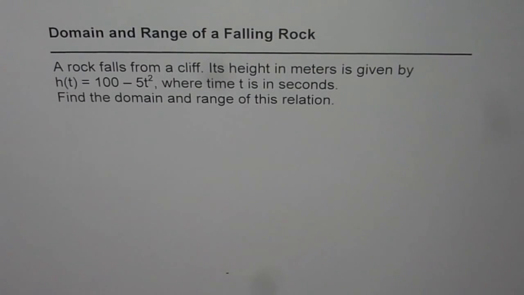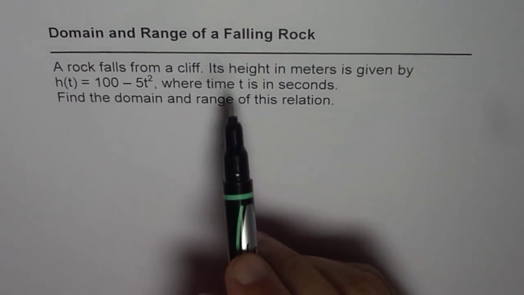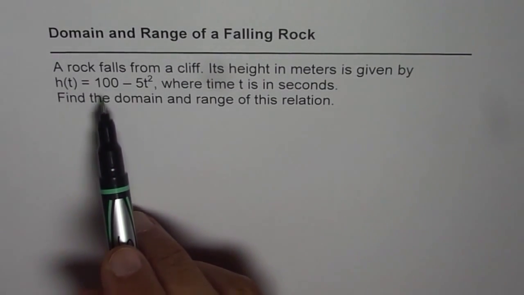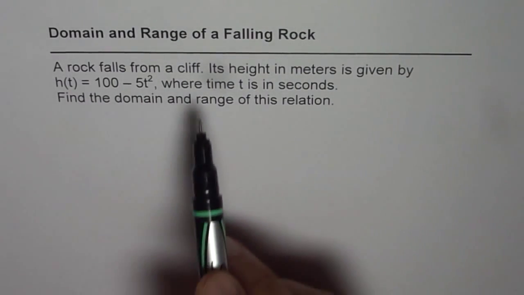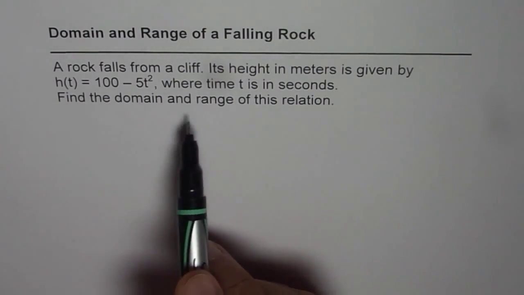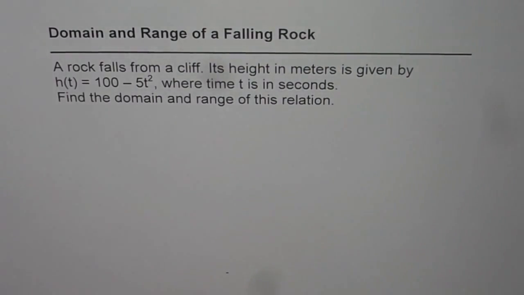Here is an application problem. It says domain and range of a falling rock. A rock falls from a cliff. Its height in meters is given by h(t) = 100 - 5t², where time t is in seconds. Find the domain and range of this relation.